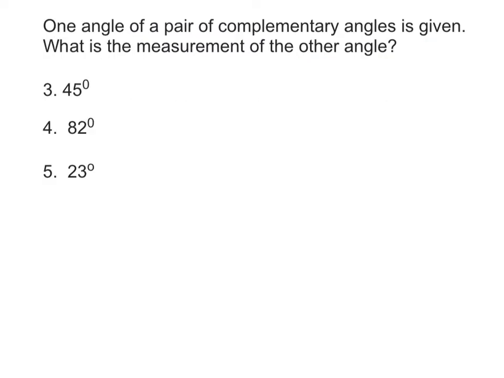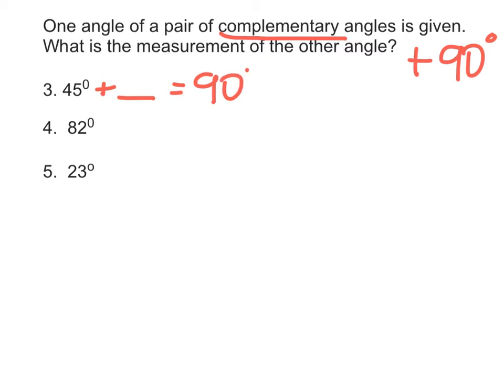So, for example, one angle of a pair of complementary angles, and remember complementary means that they add up to equal 90 degrees, is given. What is the measurement of the other angle? For example 3, we have 45 degrees. So we know that this angle and another angle is going to add up to equal 90. So you're looking for that missing angle. So all you have to do is take 90 minus the angle that you have, which is 45, and you'll get your complementary angle, which is 45 in this case.